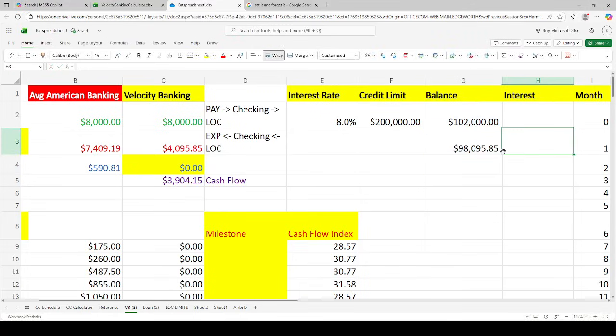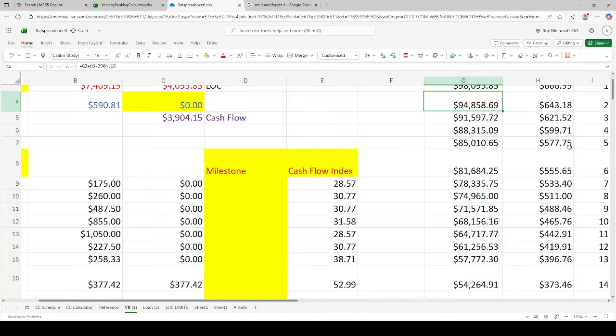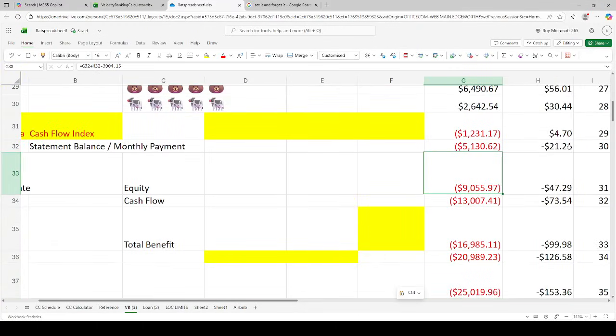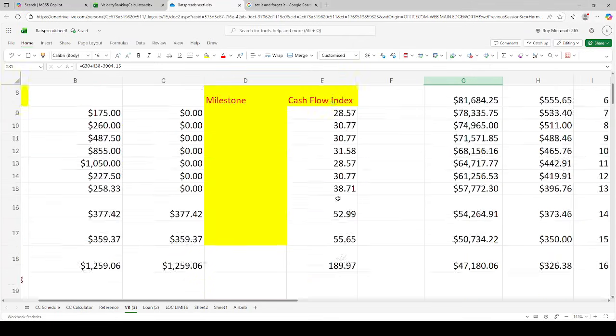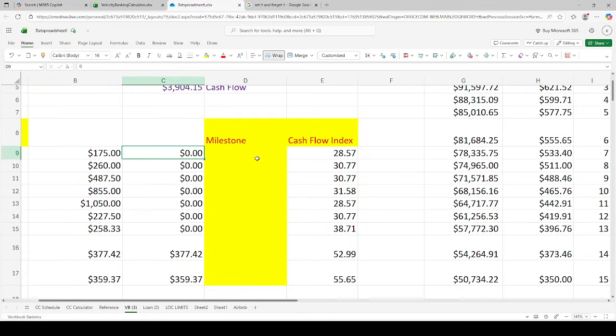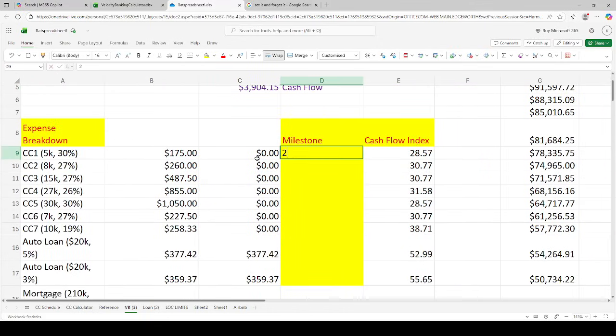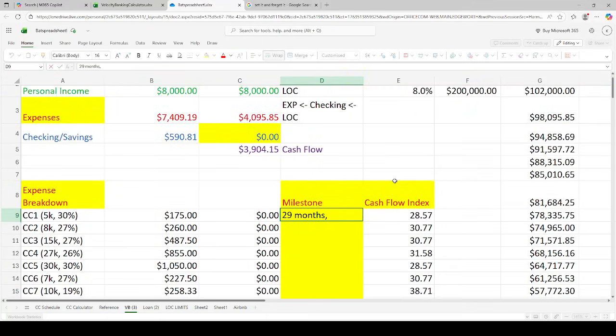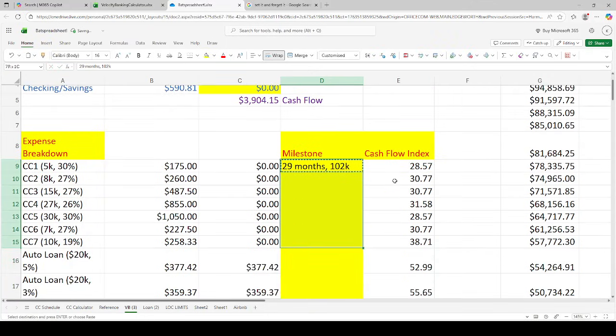All right, and then we're going to go ahead and do this, and then multiply by the interest rate, and then divide by 12. And now I'm going to go ahead and copy and paste this. And then you see right here in month 29, okay, so 29 months, we paid off $102,000 of debt. Wow, that was so easy.